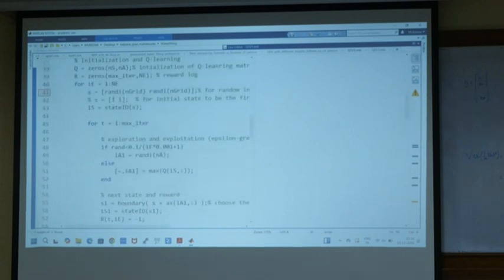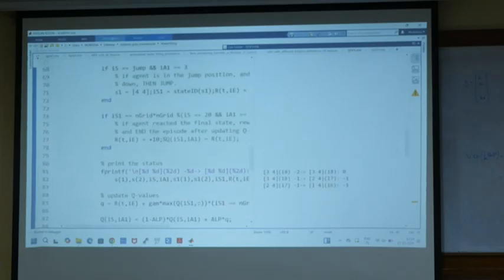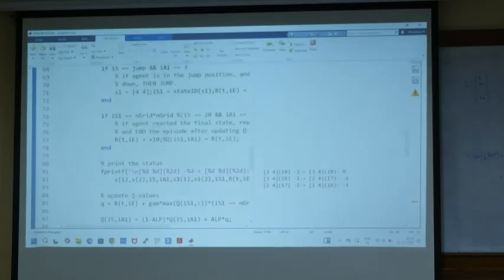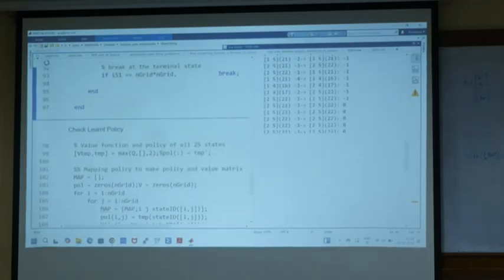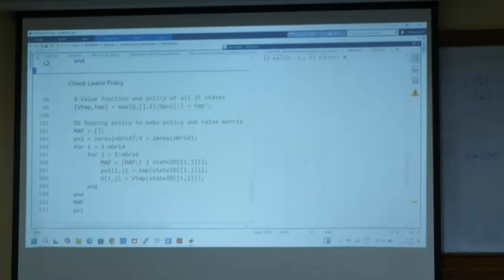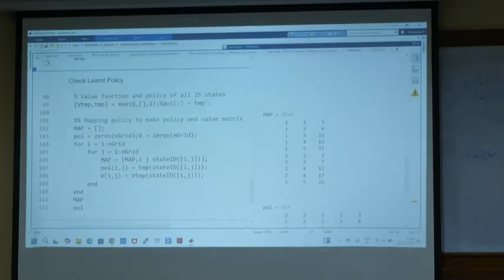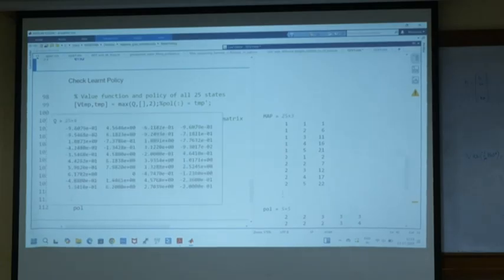Let me run the whole thing. So I will clean this. Now let's run. Continue. So it will give me the whole output. Okay, so after all the episodes, it will have learned. So we can check the value function according to the Q value.